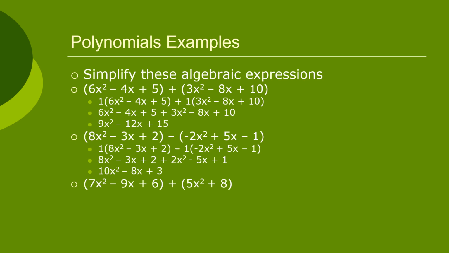In the third one, again, putting 1 in front. Distributing positive 1 to both this time gives me a string of terms like this. Combining like terms and having it in standard form gives me 12x squared minus 9x plus 14.